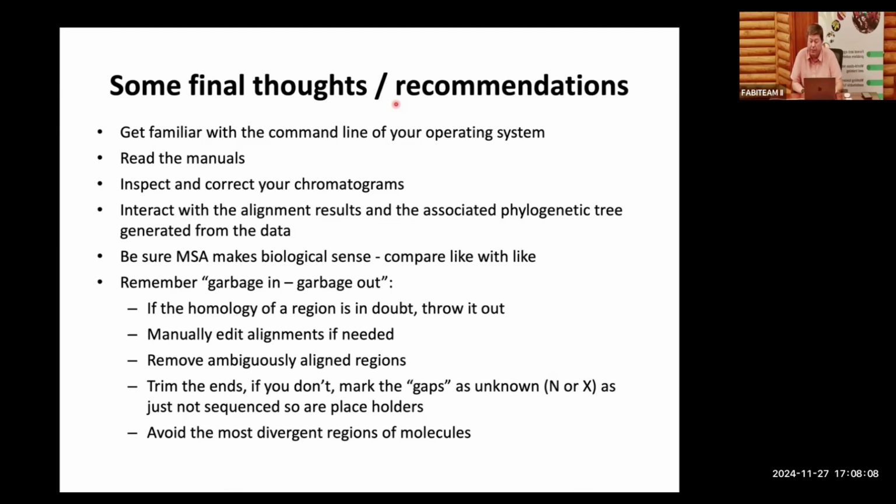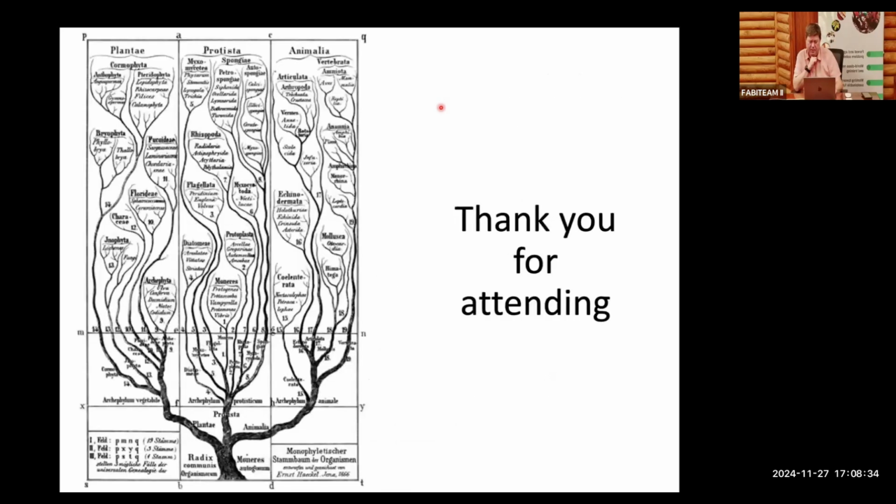And then remove ambiguously aligned regions. You can trim the ends, so the beginning and ends where you have only gaps, and replace them with N's or X's: X for amino acid sequence, N for nucleotides. And then try to avoid the most divergent regions of a molecule. But that really depends on your own questions and what you want to do. I think this is my last slide.